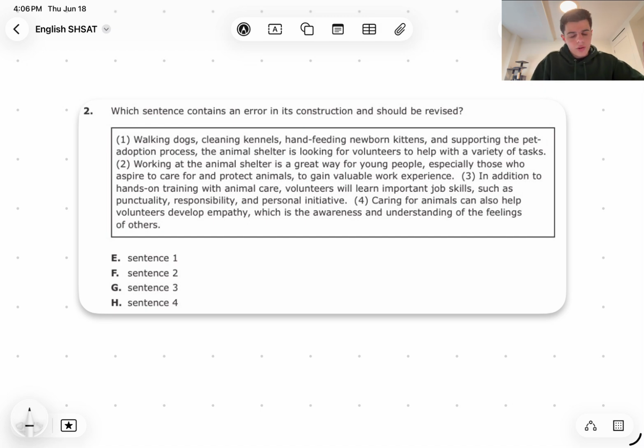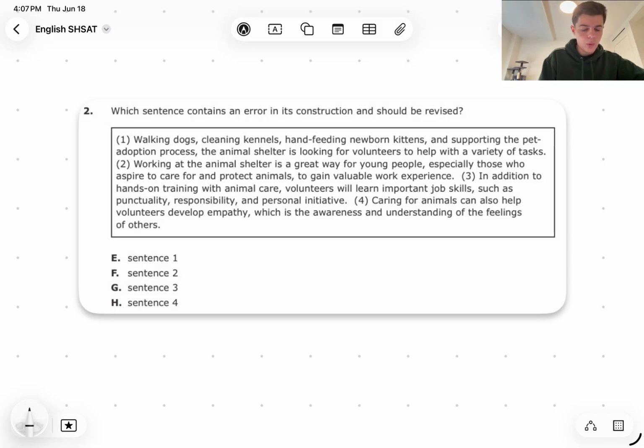Working at the animal shelter is a great way for young people, especially those who aspire to care for and protect animals, to gain valuable work experience. In addition to hands-on training with animal care, volunteers will learn important job skills such as punctuality, responsibility, and personal initiative. Caring for animals can also help the volunteers develop empathy, which is the awareness and understanding of the feelings of others. Okay, so now that we've read it, let's just, like we did with the last one, go through everything and look at it.